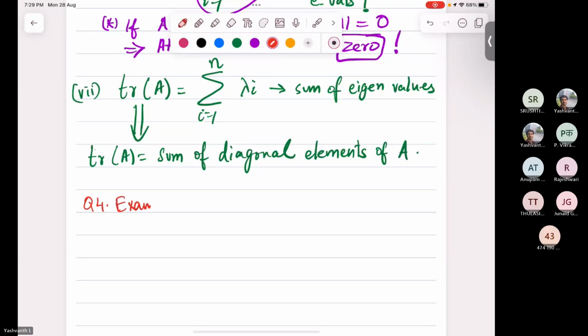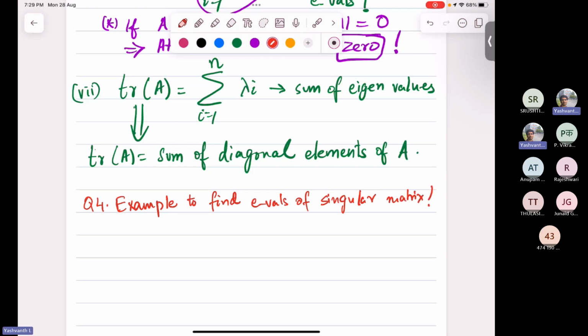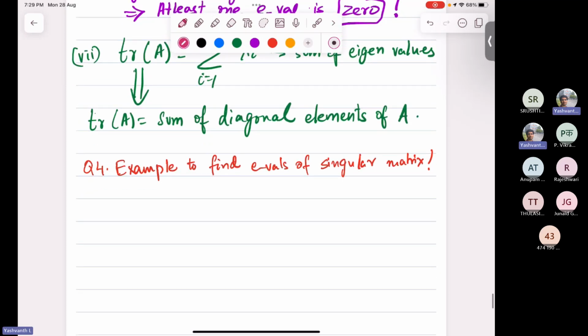Example to find eigenvalues of a singular matrix. Let me take an arbitrary singular matrix. What does it mean to be a singular matrix? It's sufficient to cook up an example where any two columns are dependent. Then it's not a full rank matrix, so automatically it becomes a singular matrix.